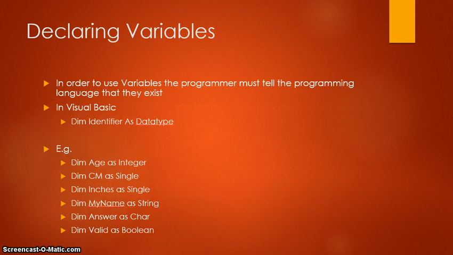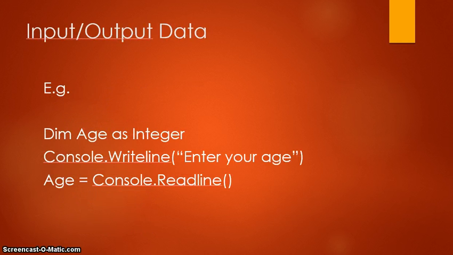And the last important one is how we tell VB that a variable exists. In VB we have to use the word dim followed by the identifier as data type. Have a look below at these. Pause the video now, and here is an example piece of code in VB.